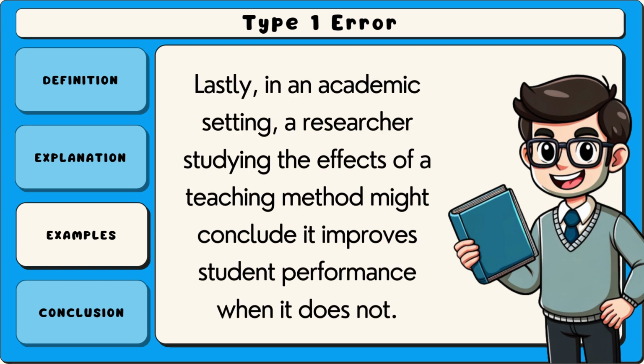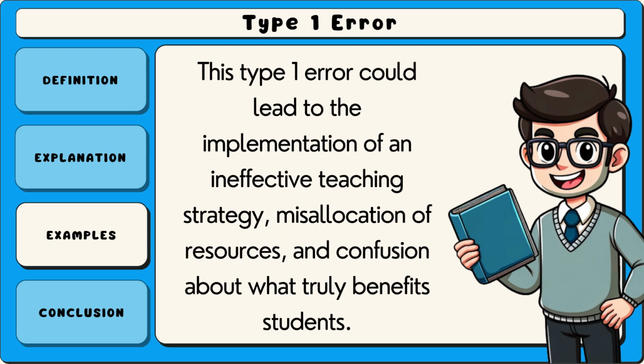Lastly, in an academic setting, a researcher studying the effects of a teaching method might conclude it improves student performance when it does not. This type 1 error could lead to the implementation of an ineffective teaching strategy, misallocation of resources, and confusion about what truly benefits students.